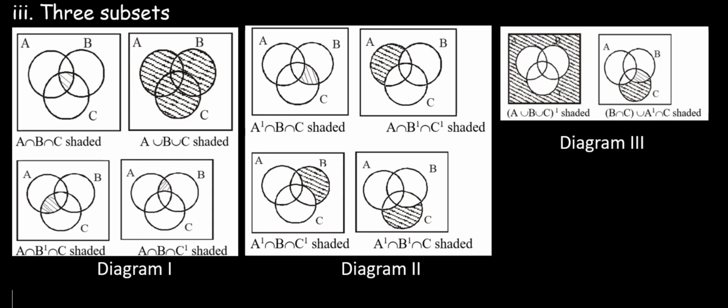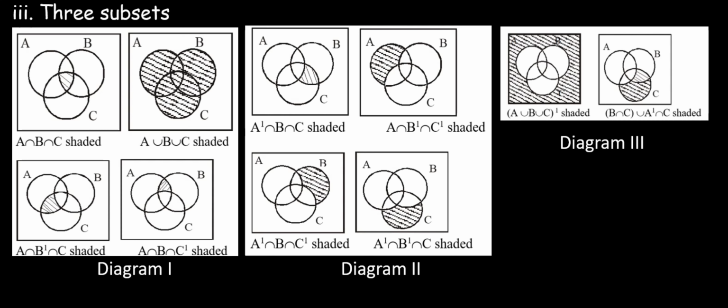Next to it is A intersection B prime intersection C prime, shaded. What that implies is that it's only the subset A that is shaded. Anything that has to do with B and C is avoided, and the universal set, they are all avoided in the shading because of the prime in it.